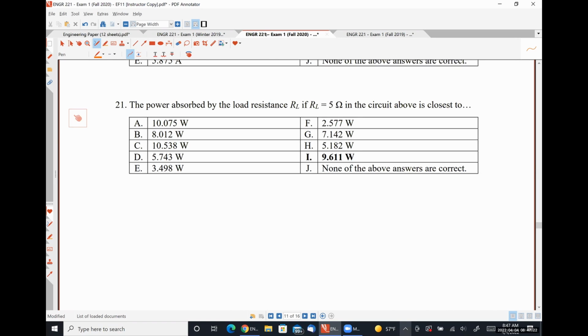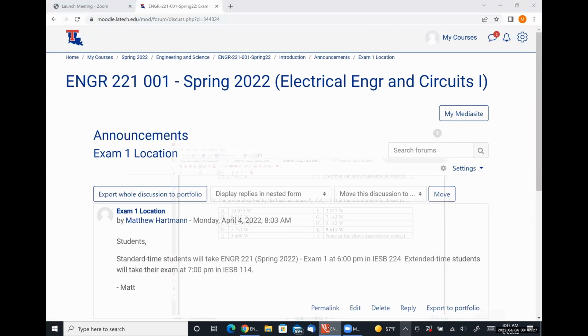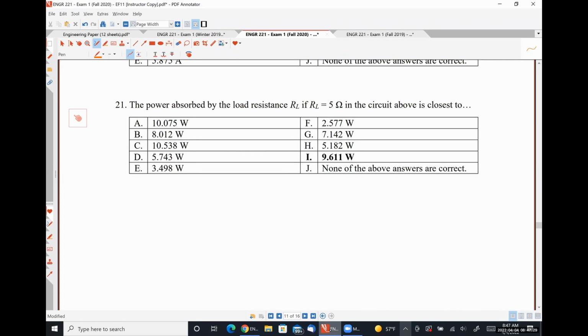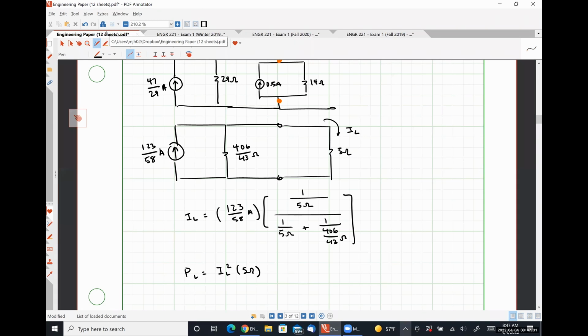Why was the current division not 1 over? I hope you misread it, because it was, yeah, it is 1 over those numbers. Oh, okay. Yeah.